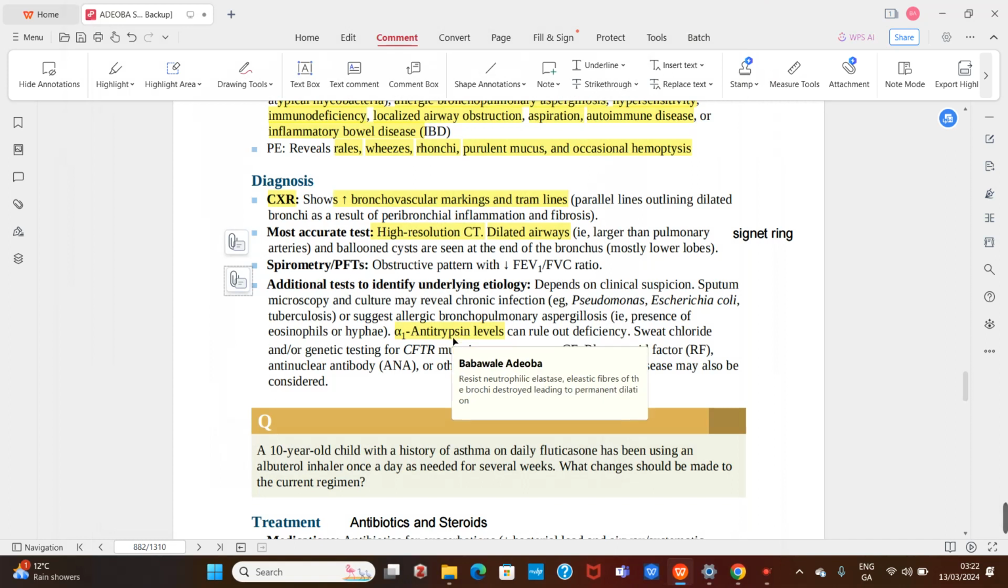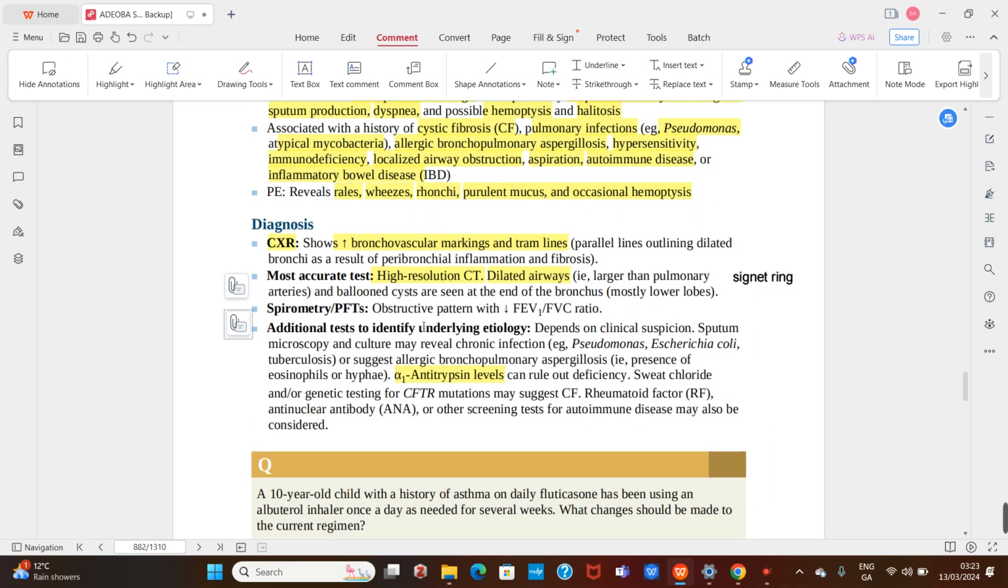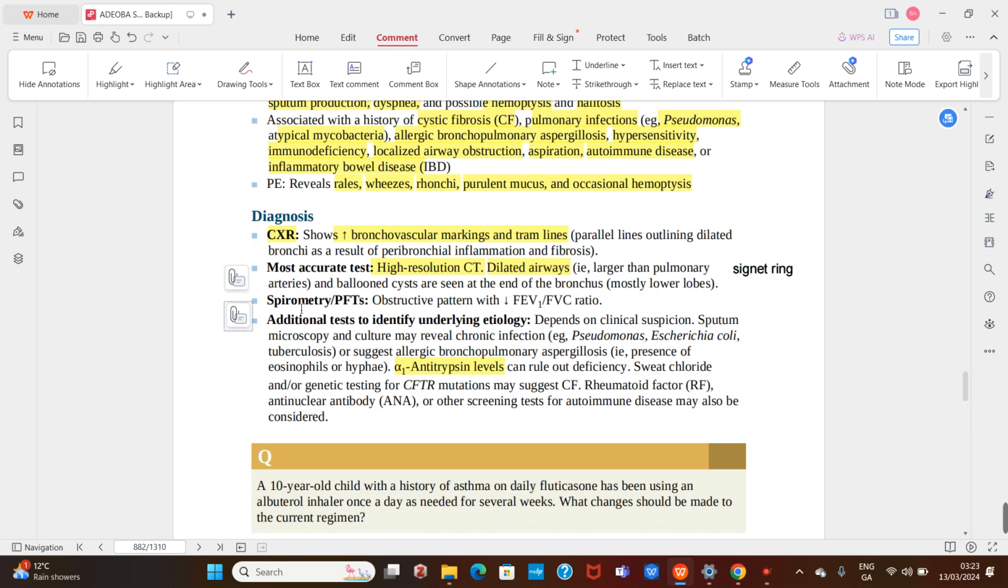Oh, I forgot to mention this. What do we see on spirometry? Of course, you are going to see the obstructive pattern, and we don't expect this one to be reversible with our SABA. So we don't expect it to be reversible, just like we have in asthma. The obstructive pattern is an FEV1 by FVC ratio less than 70%. So that's our spirometry finding.